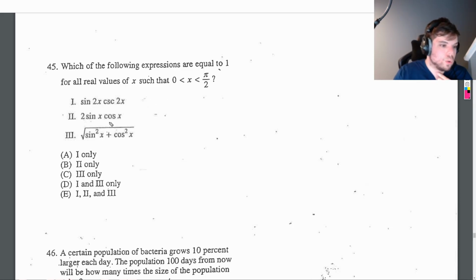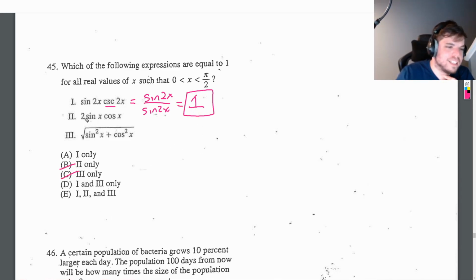Okay. So 1. Sine 2x times cosecant 2x. I immediately think of changing this cosecant into a sine, because then this is sine 2x over sine 2x, which is always equal to 1. So 1 is always true, so it can't be B or C. Let's skip 2 for a second.